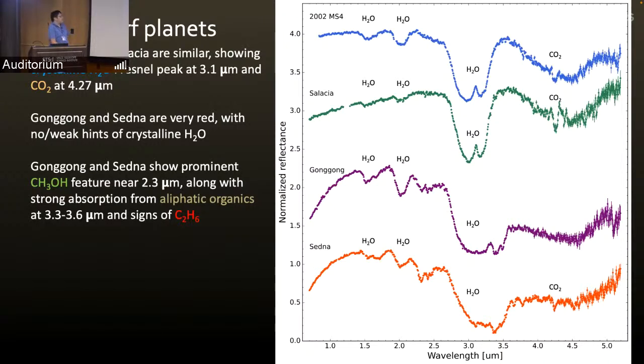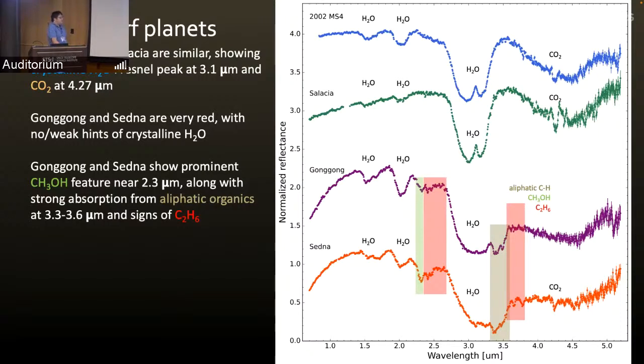feature at 4.25 microns. Meanwhile, Gonggong and Sedna are very red throughout the J-band region, with very little hints of any crystalline water ice. Instead, what we find actually are hints of methanol absorption at around 2.3 microns, as well as strong evidence for aliphatic carbon by virtue of this dip around 3.4 microns.